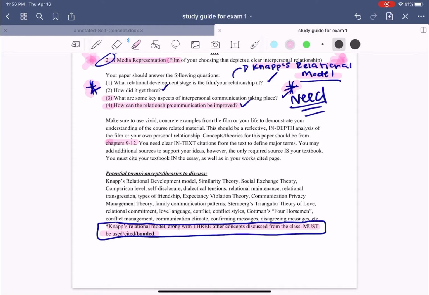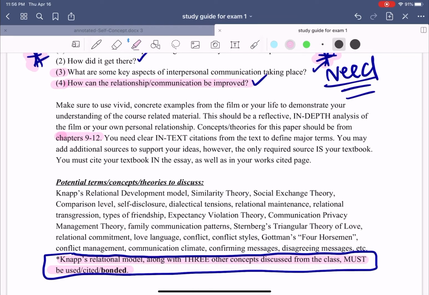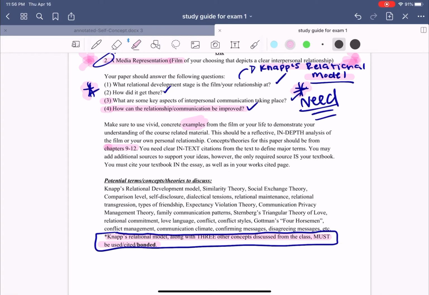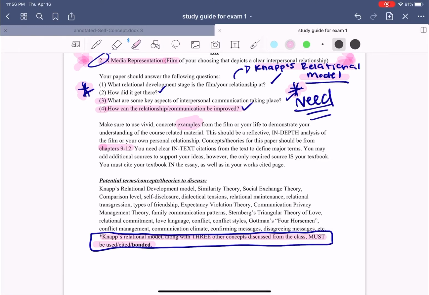So let's go on to this little section here. Make sure to use vivid, concrete examples from the film or your life to demonstrate your understanding of the course-related material. So examples are very important. Not only are you identifying concepts or theories and defining them using clear in-text citations, but you're also demonstrating your understanding through the use of vivid, concrete examples.